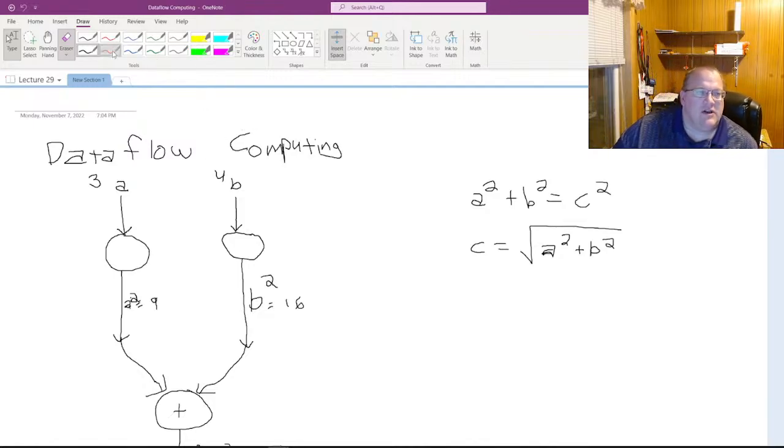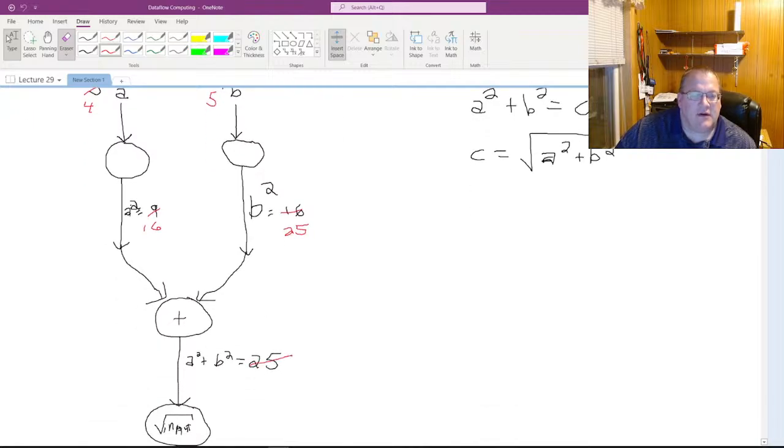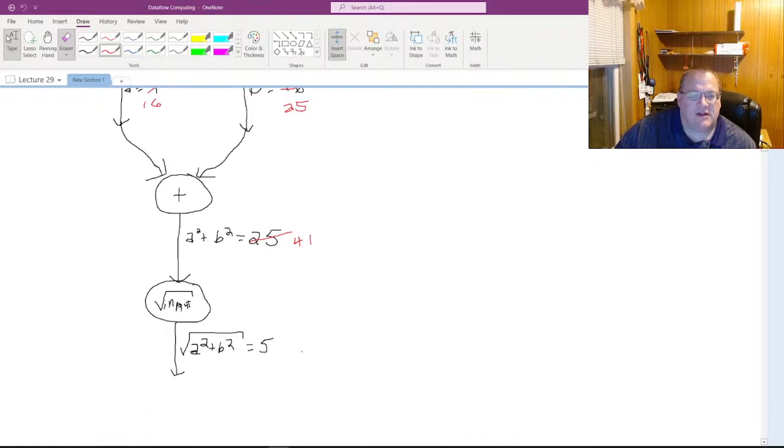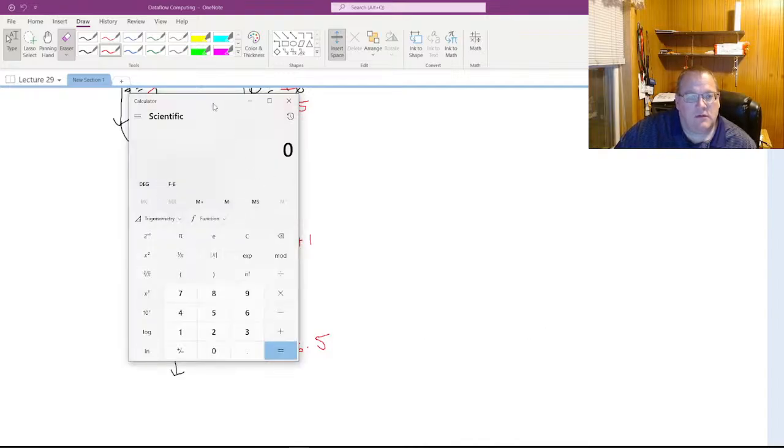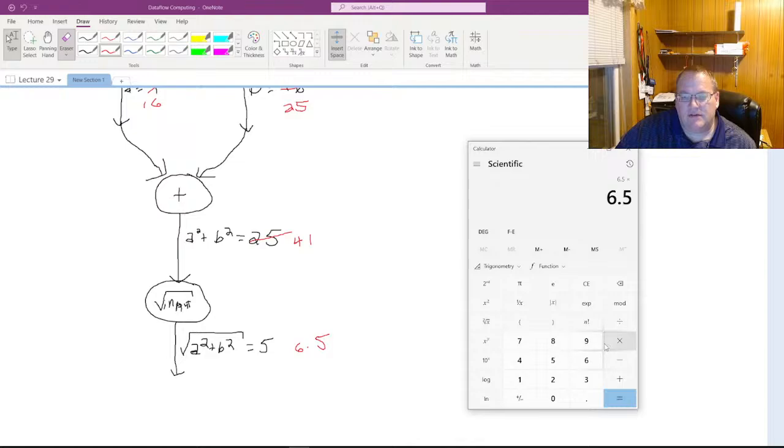work out. And so if I looked at it differently and I change this to a 4 and this to say a 5, then what we would do here is we'd have a 16, and here we would have a 25, and then when I added them together, I would get 41, and the square root of 41 is something like 6.5. 6.5 times 6.5 equals 42, so that's just a little bit high.